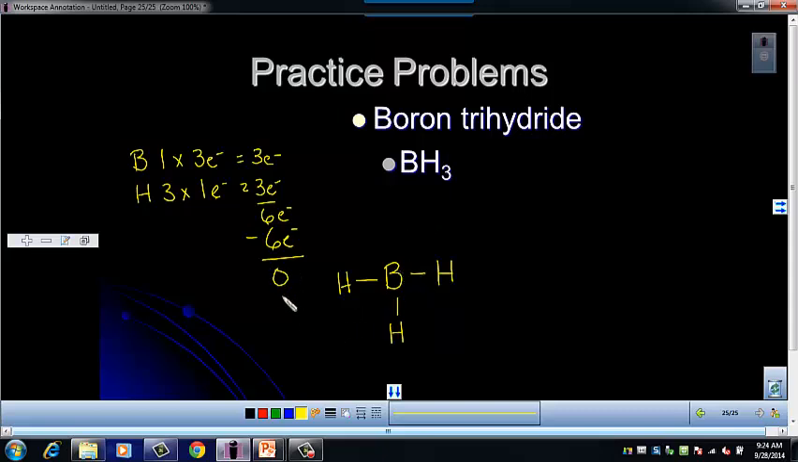So here we have no valence electrons left. Each of our outside atoms has a full octet. Boron does not have a full octet, but because it's a deficient atom, that's okay. So let's go ahead and look at our hint. That's the correct Lewis structure.